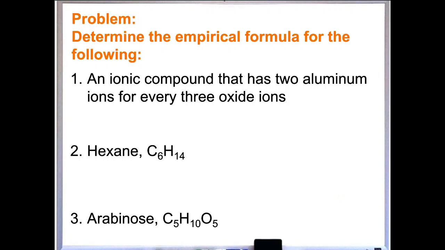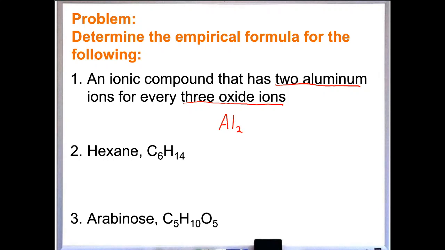Okay, so let's take a look at this one. The first one says, an ionic compound that has 2 aluminum ions for every 3 oxide ions. Okay, so let's just write what it says. We're just looking for the empirical formula, so all I want to do is literally write what it tells us. The first thing it says, aluminum, so Al. It says we have 2 of those.